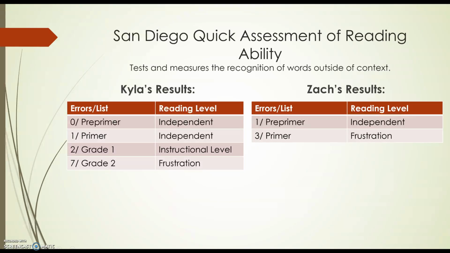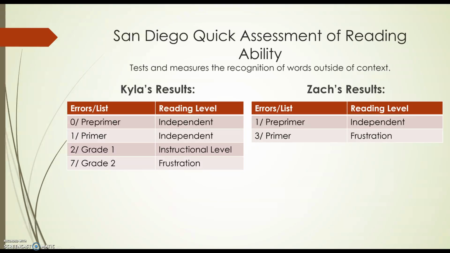Her grade 1 list, she had 2 errors, so that was her instructional level, which is appropriate for the grade level that she's in. And then for her grade 2 list, she had 7 errors, and so that was found to be at a frustration level.